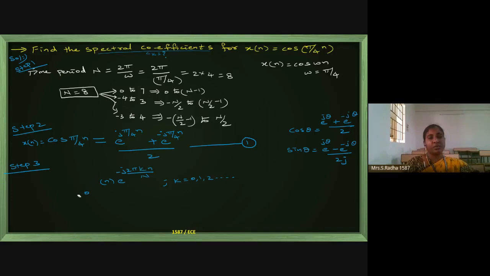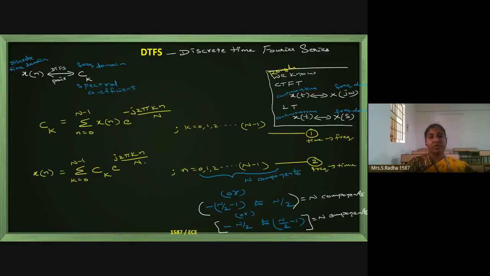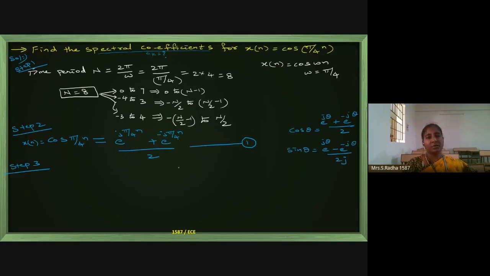I need the spectral coefficient values. Here I will take equation 2 in the formulas. Just let me show you what I am trying to do. While expanding equation 2, I will equate it to equation 1 that I have already written, and I will find the Ck values. That is my idea.